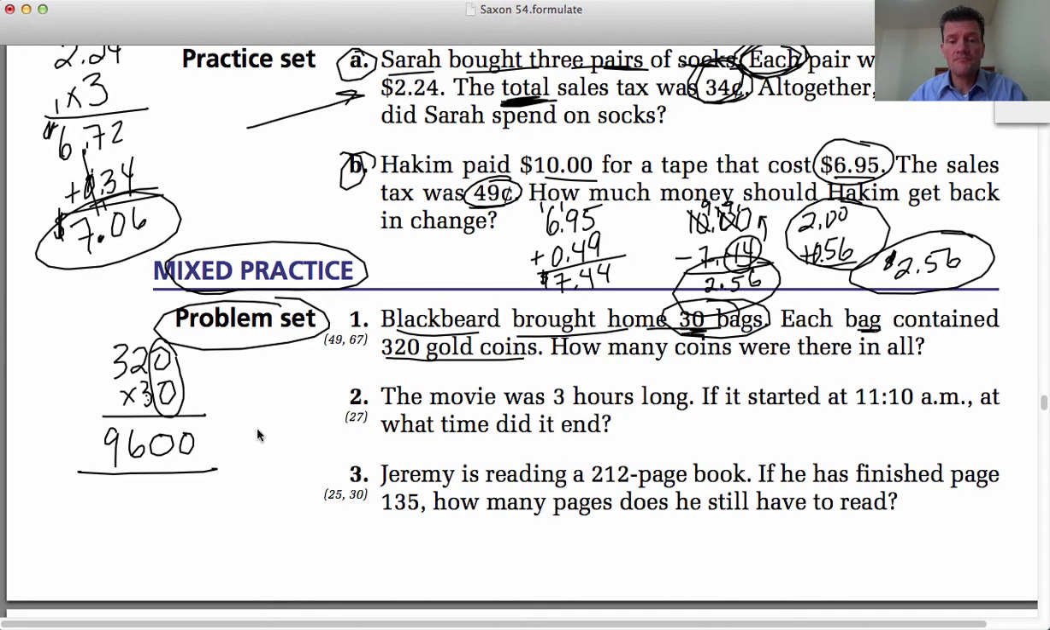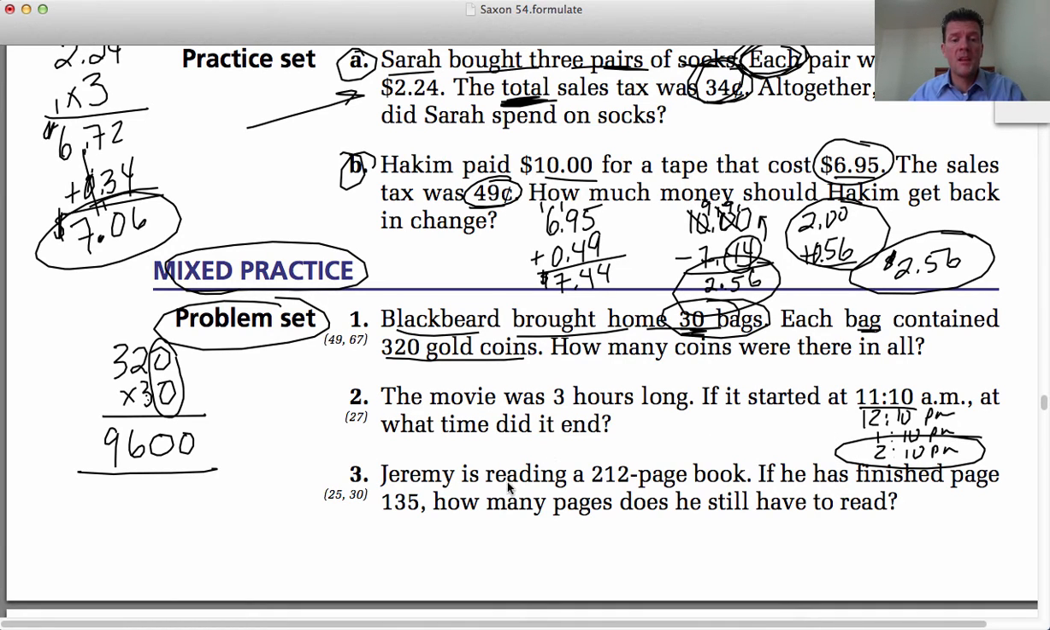Done. Okay? The movie was 3 hours long. If it started at 11:10 a.m., at what time did it end? So if you go from 11:10, then you would go another hour later, it would be 12:10 p.m., then 1:10 p.m., and then 2:10 p.m. There are your 3 hours. So I believe it is 2:10 p.m.